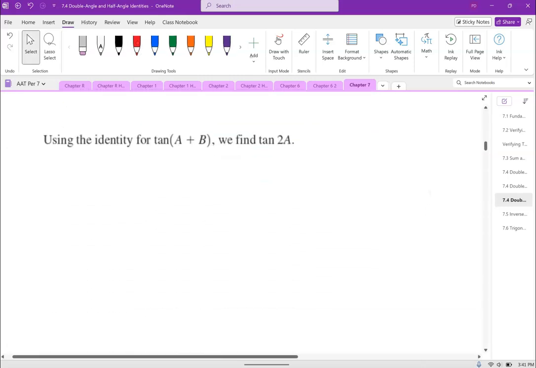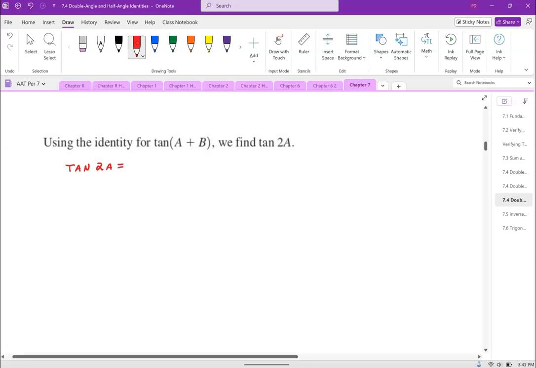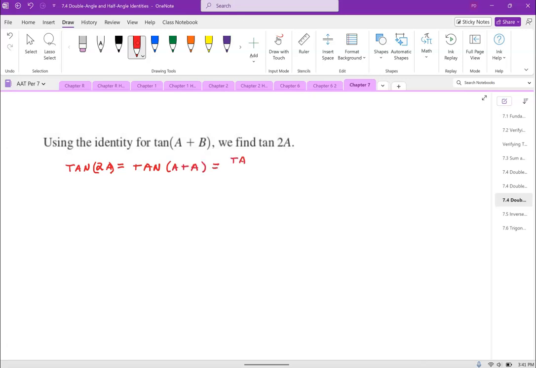Let's do the same for tangent. We say tangent of 2A is really equal to tangent of A plus A, because we're just setting the 2 angles equivalent to each other. And we can generate tangent A plus tangent A, all over 1 minus the product of tangent A and tangent A. If we simplify that, tangent of 2A, the double angle, is 2 tangent A all over 1 minus tangent squared A.